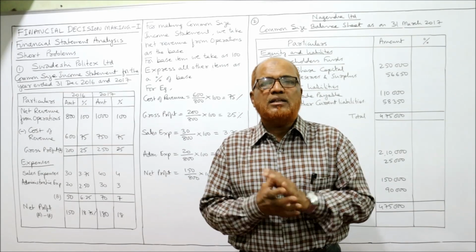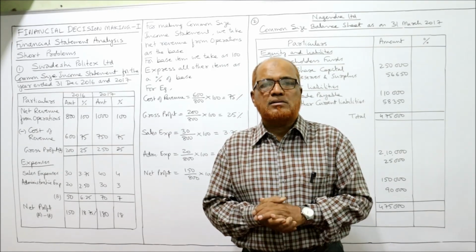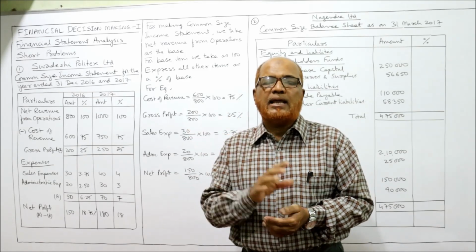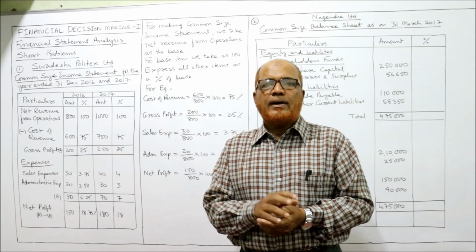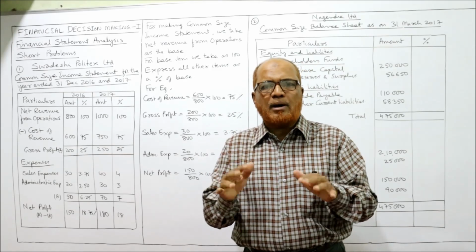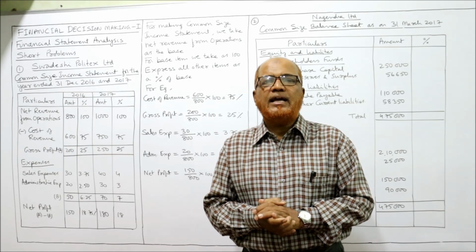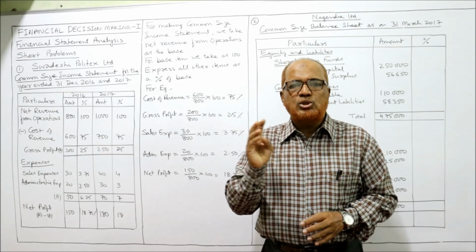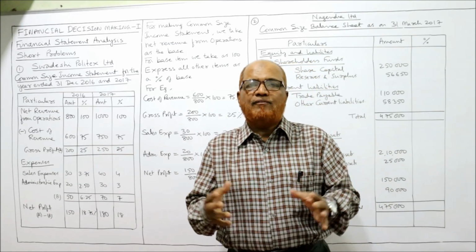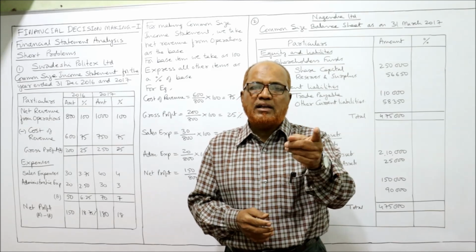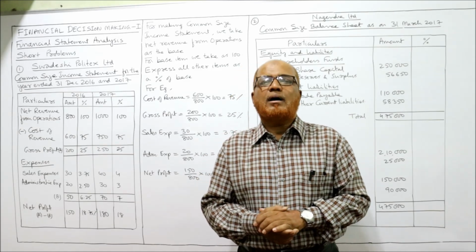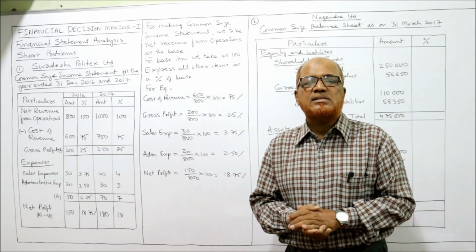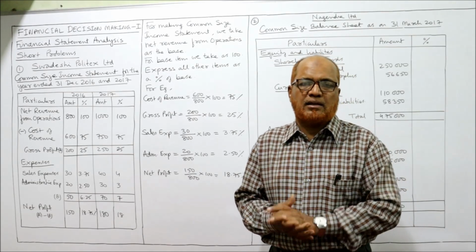Before starting the problems, we'll just recap the points. The comparative statement analysis is called horizontal analysis, where we compare 2 years data for the same company. That's why it is called intra-firm comparison. The comparative statement analysis is used within the same firm, for 1 year with another year. So we make the comparative statement analysis, and we find out absolute change and percentage change from 1 year to another year.